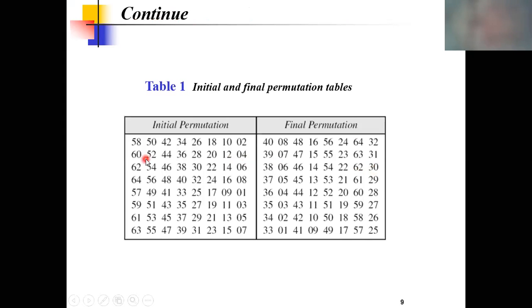Here, the whole discussion, which is described in Figure 3, is listed in the form of an 8 by 8 table. So you can see this is an 8 by 8 table. This is the initial permutation, and this is the final permutation.